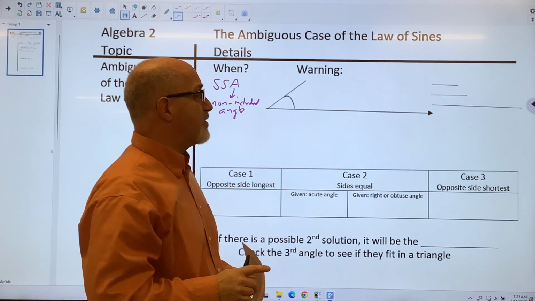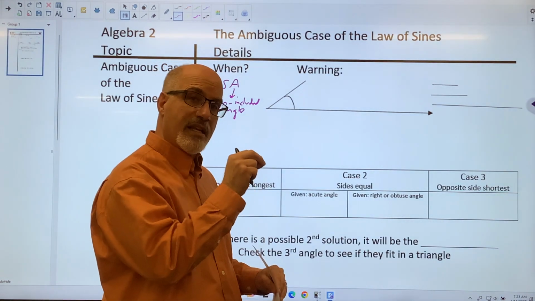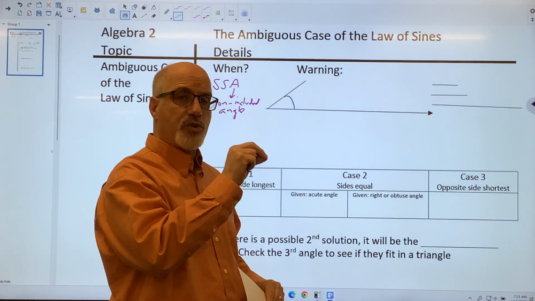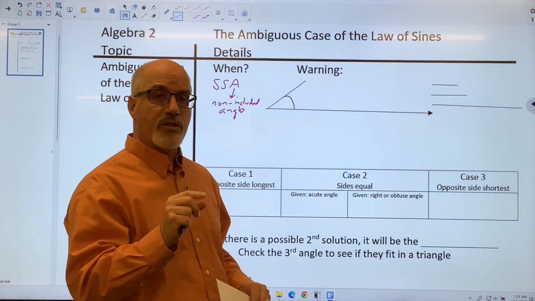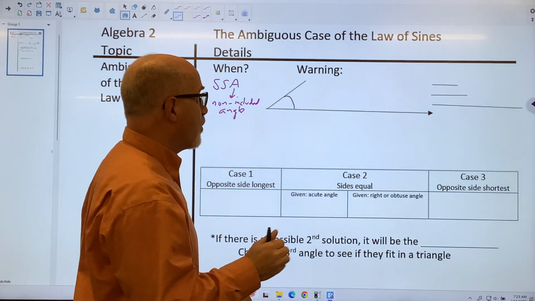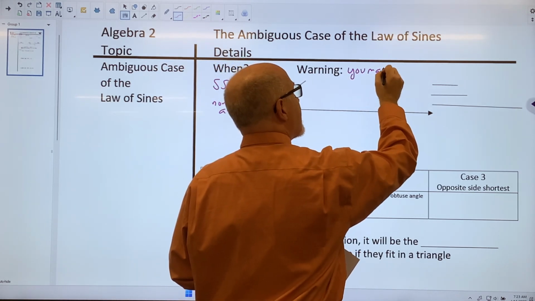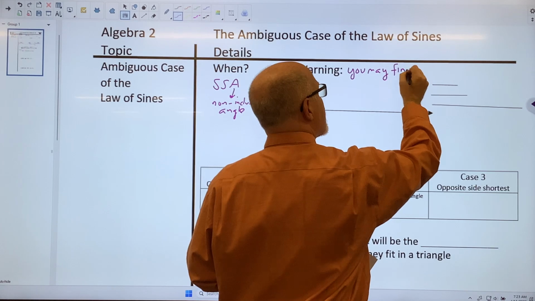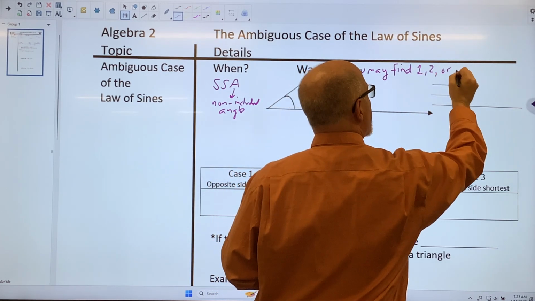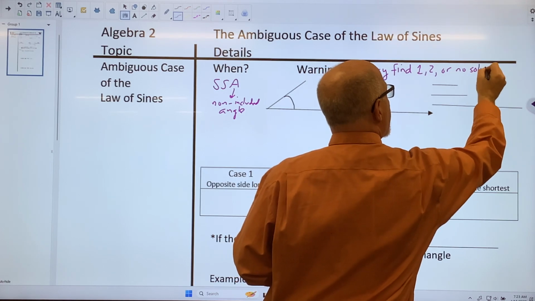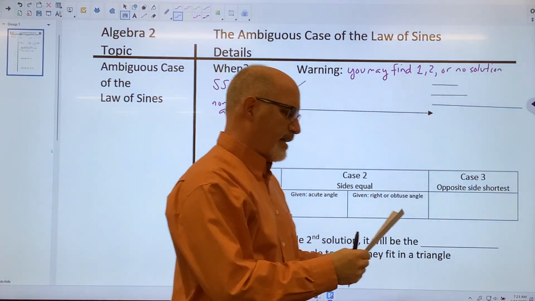So in the case of solving for triangles, we need to be trying all the possibilities, and our objective here is to come up with a strategic way to find out if there's no solution, if there's one solution, or if there's two. So the warning is you may find one solution, two solutions, or no solution. All right, so let's take a look at what that looks like in these problems.